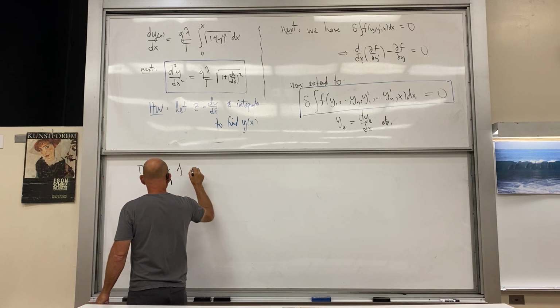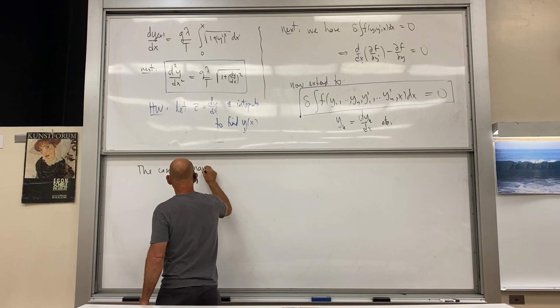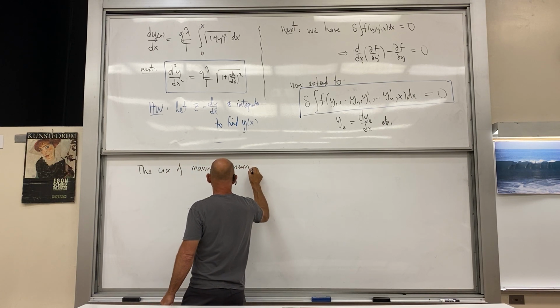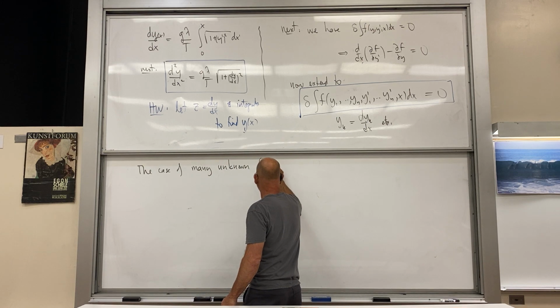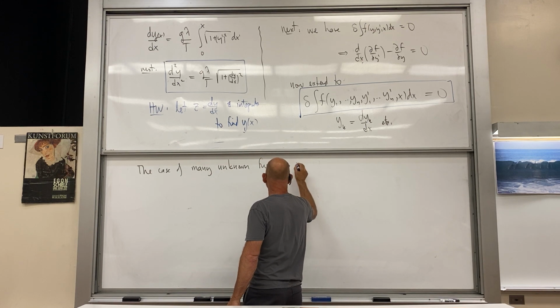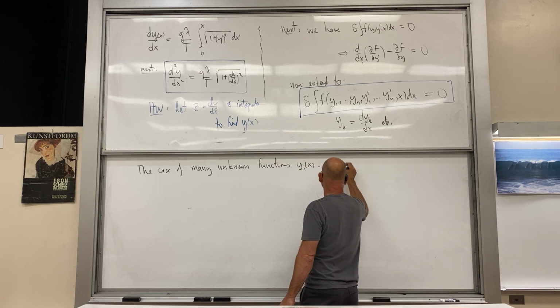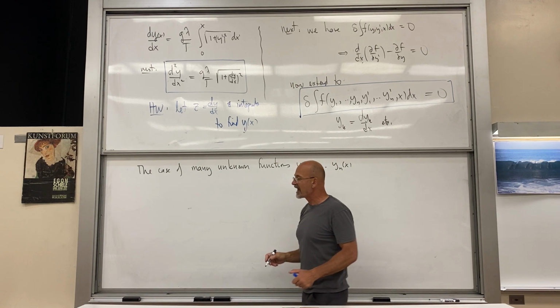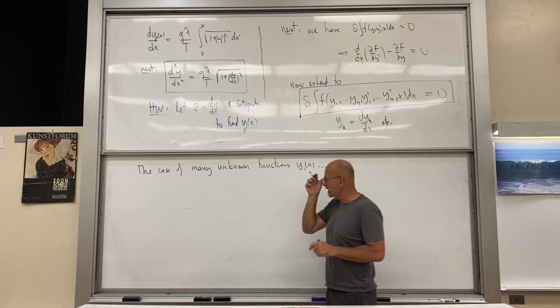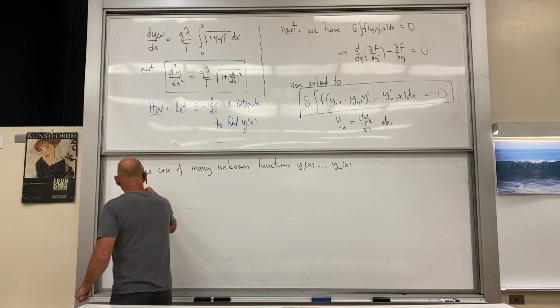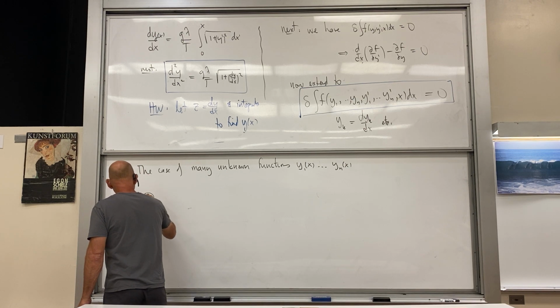The case of many unknown functions, y sub 1 of x to y sub n of x. And all I have to do is do this construction here, and I'll write the whole thing down and explain it to you. What we end up with is the following.